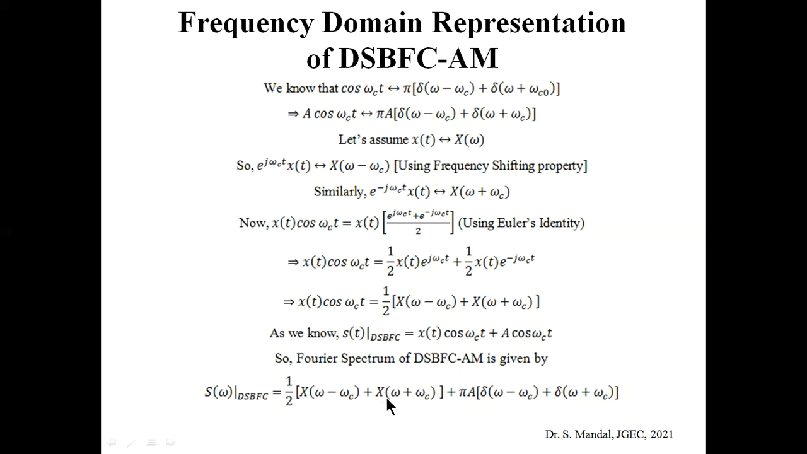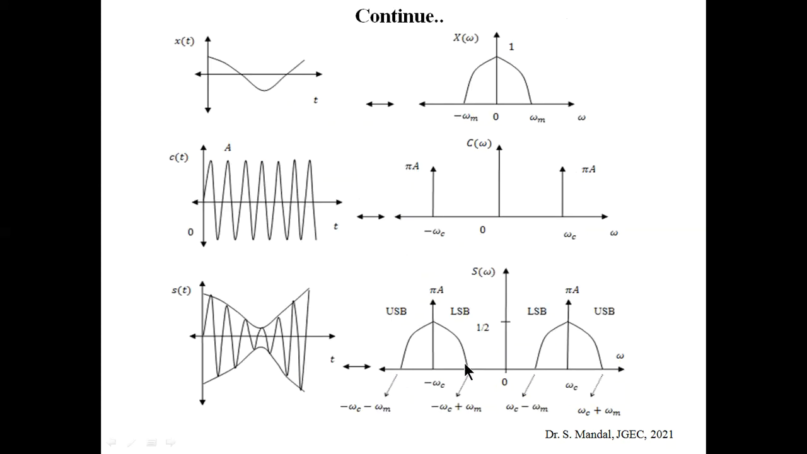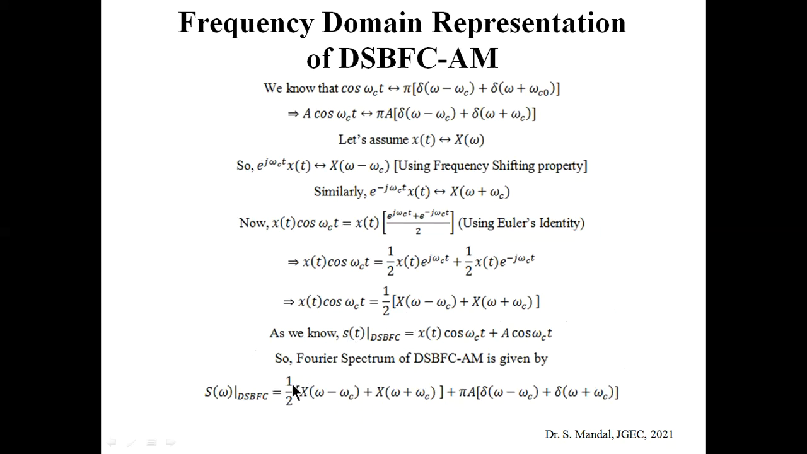Okay, let's find out the second term. The second part is X(ω plus ωc). So what is this X(ω plus ωc)? That means X(ω) is shifted at minus ωc, with respect to this point. Again, this point will be minus ωc plus ωm, because the bandwidth of x(t) is ωm. That means its spectrum goes from minus ωm to ωm. So this will be minus ωc plus ωm, minus ωc minus ωm, and the vertical part denotes the amplitude.